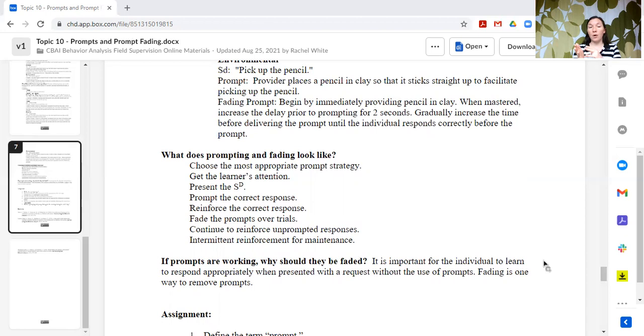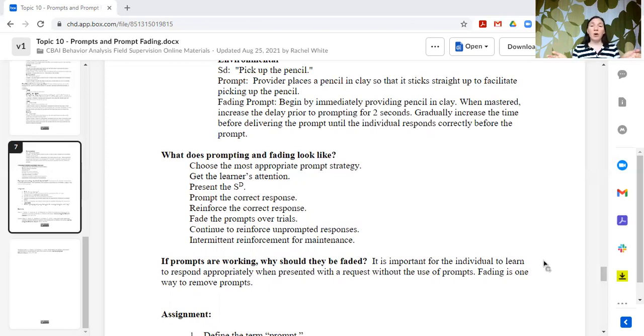Continue to reinforce the unprompted responses. Anytime you get an independent, make a big deal out of it. That's what we're looking for. And intermittently reinforce mastered skills, maintenance skills, or following the prompt intermittently for some learners. That's useful, especially for learners that take a longer time to fade out certain prompts.